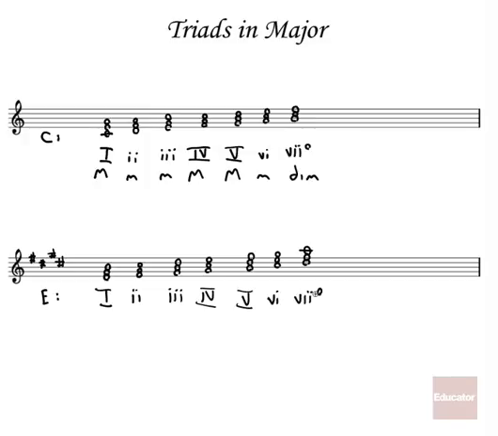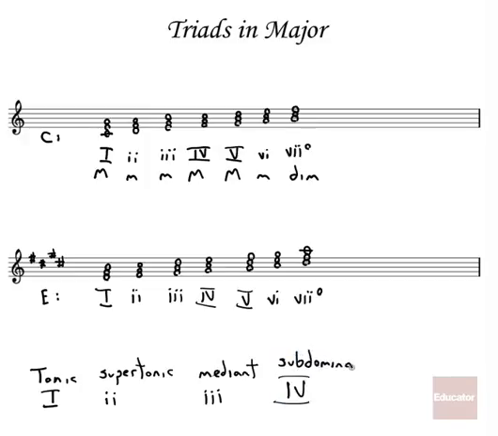And of course, this is music theory, so there's no shortage of terminology. There is also a term for each one of these triad degrees based on the Roman numerals. 1 is the tonic degree. 2 is the supertonic. 3 is the mediant. 4 is the subdominant. 5 is the dominant.